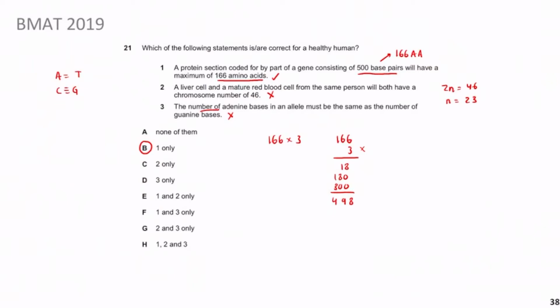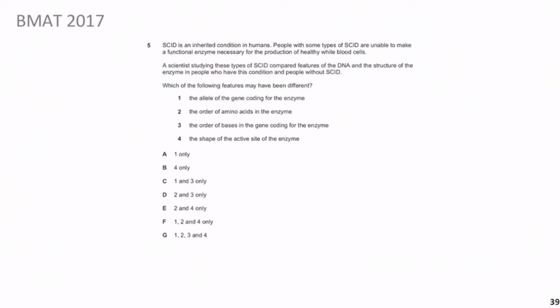So we're going to take that a step further, I hope, with the next question. And the next question, guys, is BMAT 2017, question 5. It says SCID, severely compromised immunodeficiency. That's essentially what it stands for, an inherited condition in humans.